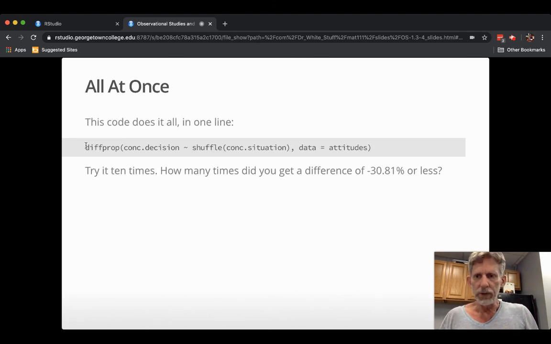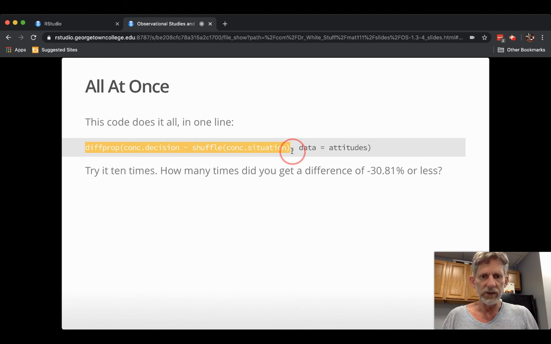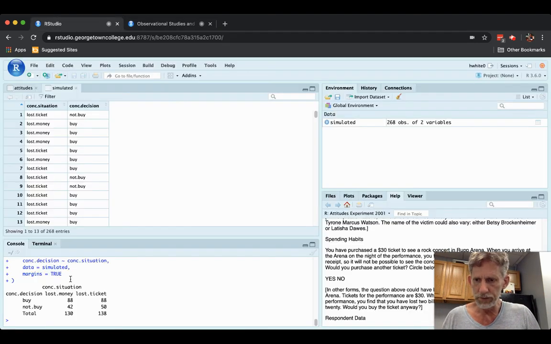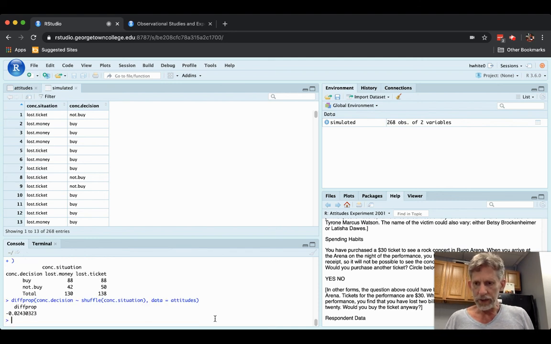So actually, here's some code that's going to do all of that at once. It takes the original data, it shuffles the concert situation, and it calculates the difference in percentages. So it doesn't even show you a table. It's just going to calculate the difference in percentages. So I'm going to try that over in RStudio down here at the bottom. And I'll run that code. Okay, I got a minus 0.024, so that's a negative 2.4%. Let me try it again.